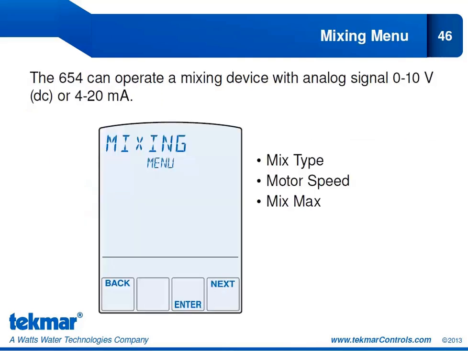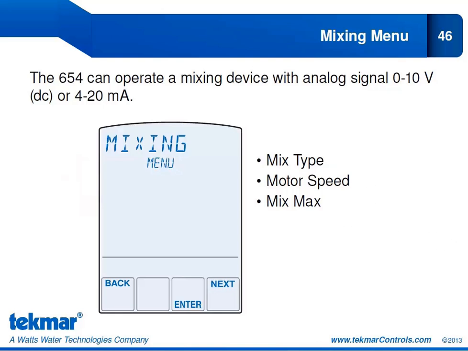Now we come to the mixing menu. Now this is going to configure your mixing device if you are using one. Remember, with the 654, we are using an analog signal. So we can select 0 to 10 volt DC or 4 to 20 milliamp. So this is a departure from previous snow melting controls. We are not using floating action. We are not using variable speed injection. We are using the analog 0 to 10 volt or 4 to 20 milliamp signal. So in this menu, you select your mix type, your motor speed, and your mix max.